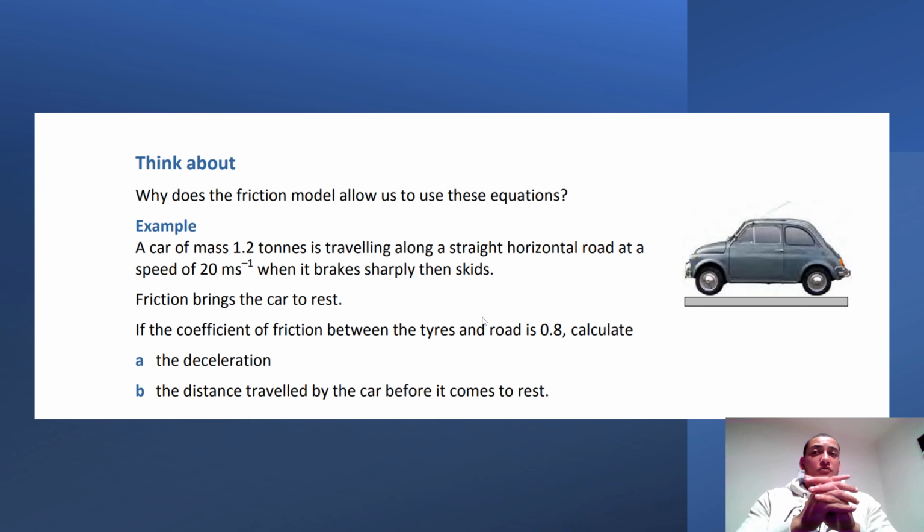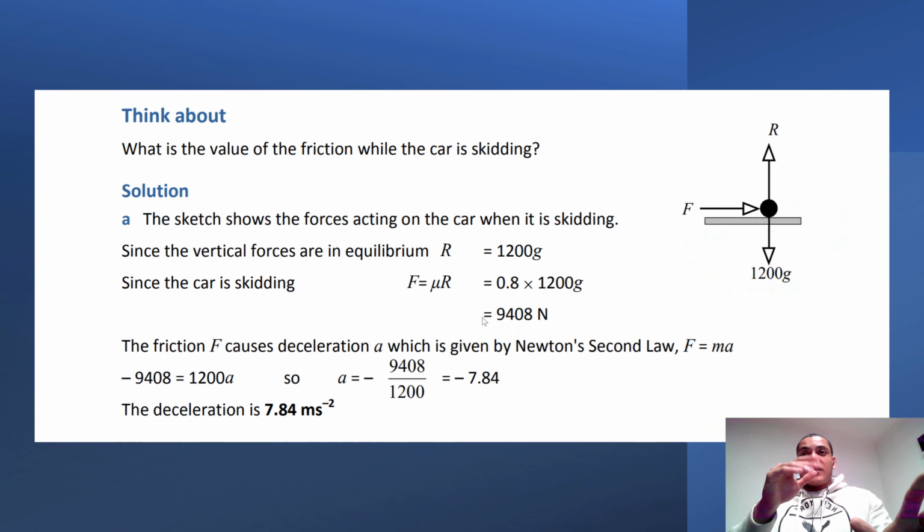So this is a two-part question. First of all, there's the coefficient of friction given to us, which is 0.8. The question asks us to calculate the deceleration of the car, and the second part is the distance traveled by the car before it comes to rest. Let's look at the first part. We have to think about the value of the friction while the car is skidding, not before it moved.